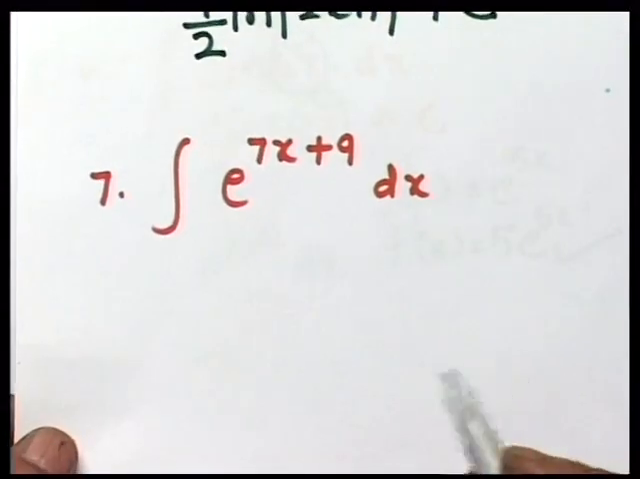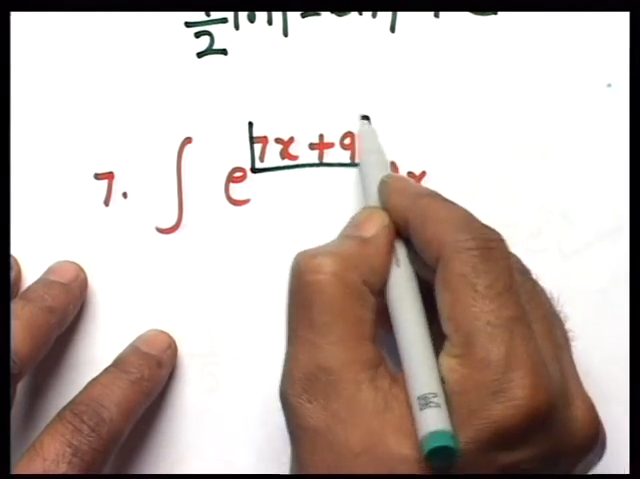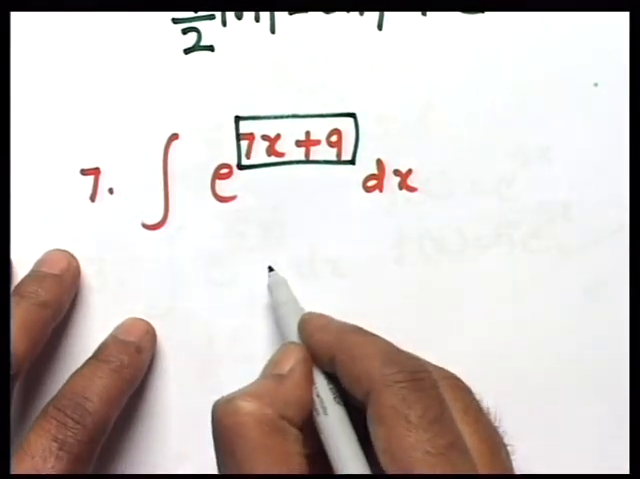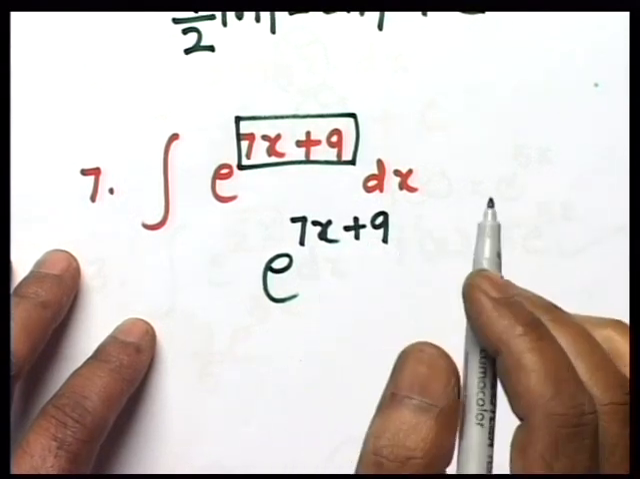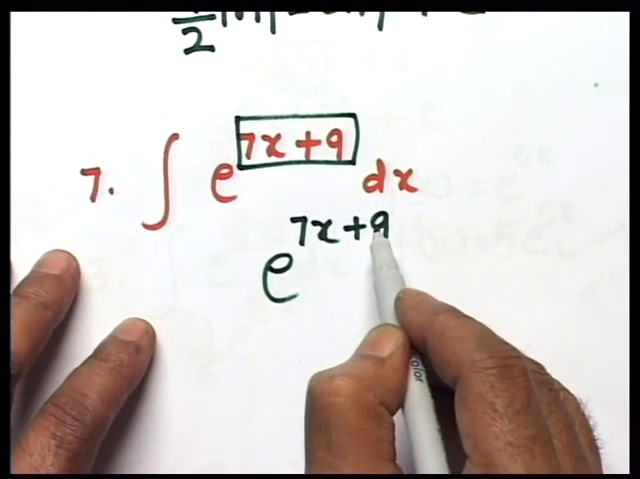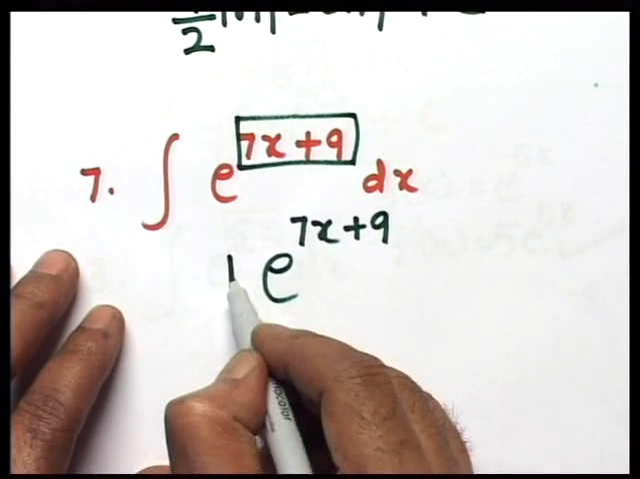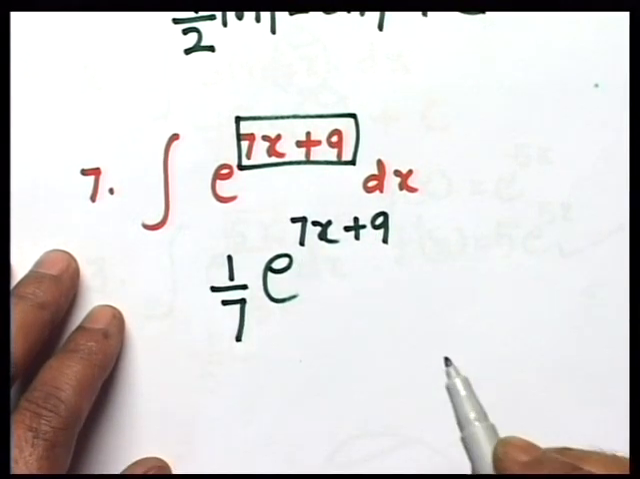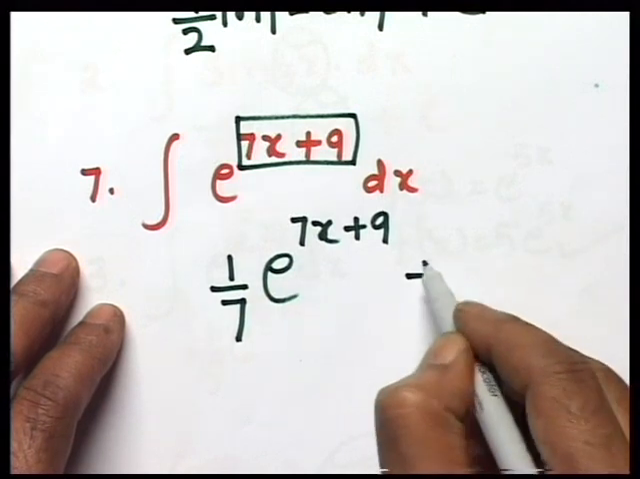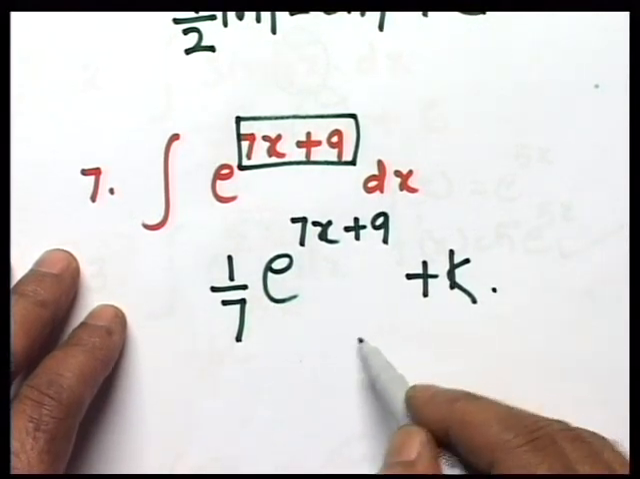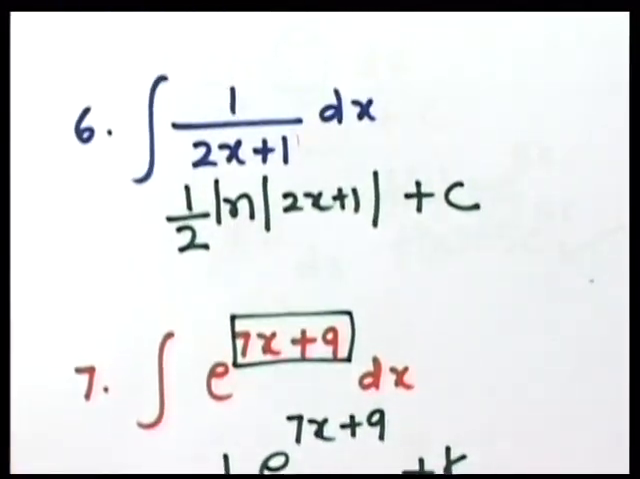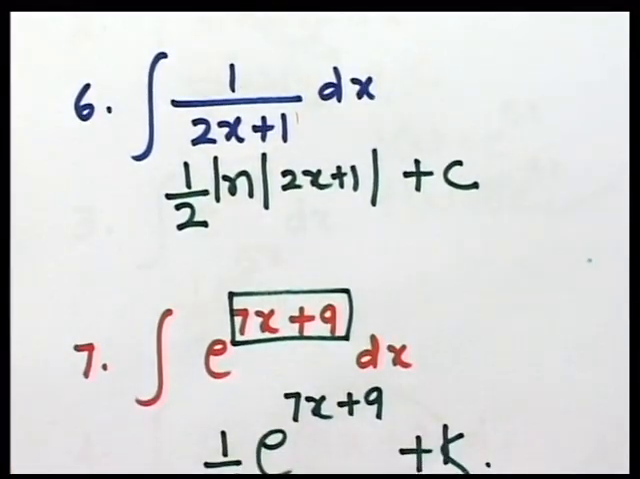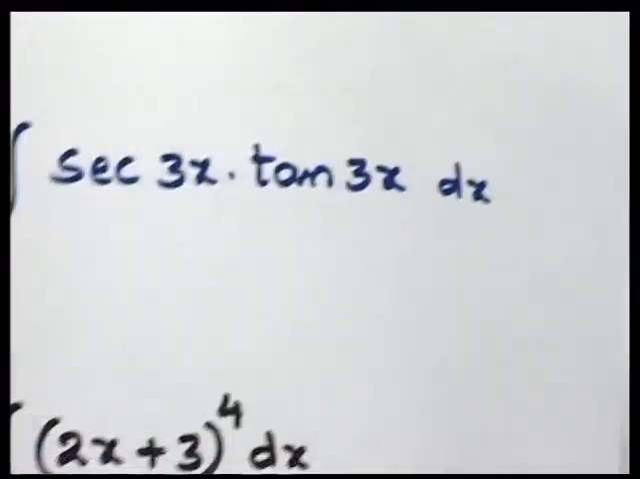Number 7, e to the power something. As we said, we say e to the power of the same thing, there's no change there: e to the power 7x plus 9. Done. You differentiate this then. We get a 7, you divide by 7, not multiply by 7, please, integration, and plus K. It's the reverse of the chain rule from C3, the chain rule you all know. Simply, instead of multiplication, you divide.